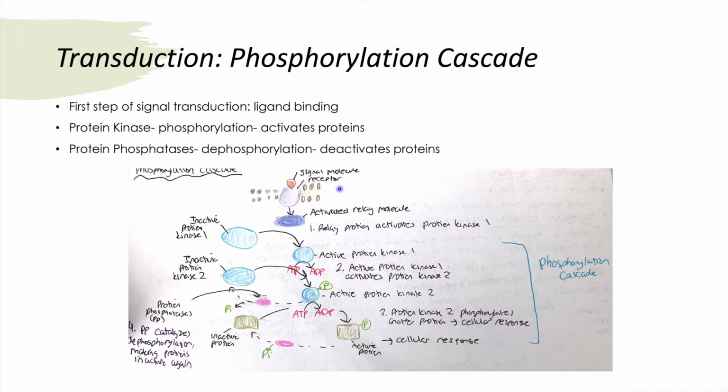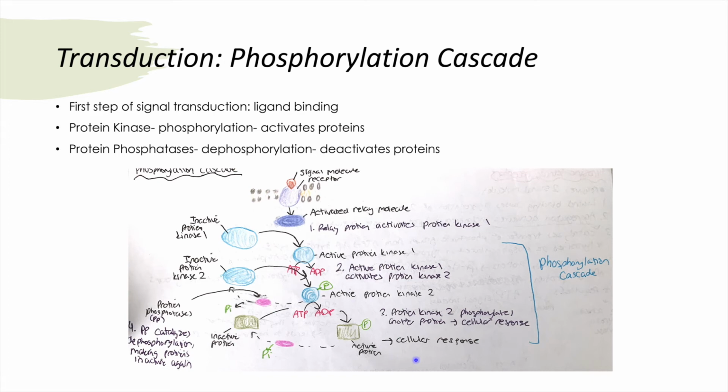A ligand binds to the receptor, activating a relay molecule. This relay molecule activates protein kinase 1 by initiating phosphorylation. The activation of protein kinase 1 leads to the activation of protein kinase 2 after ATP is phosphorylated. Protein kinase 2 activates another protein through phosphorylation, which then leads to a cellular response.